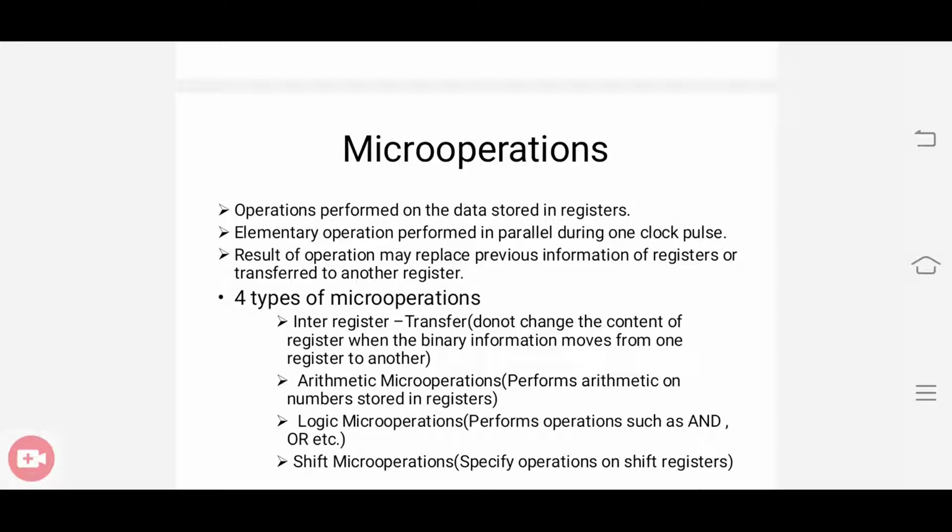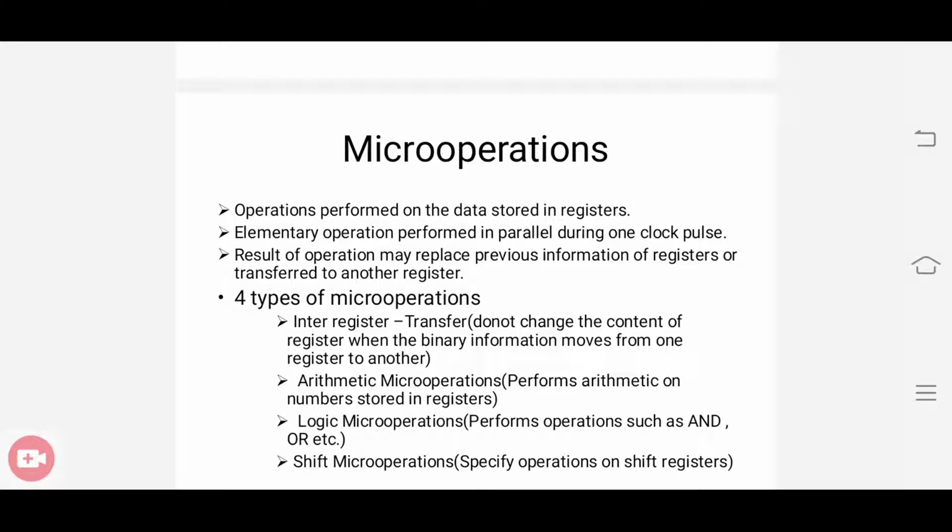Third one, logic micro operations. It performs operations like AND, OR, etc. And the fourth micro operation is shift micro operation. It specifies operations on shift register. Clear? So, a digital system, it contains four components.